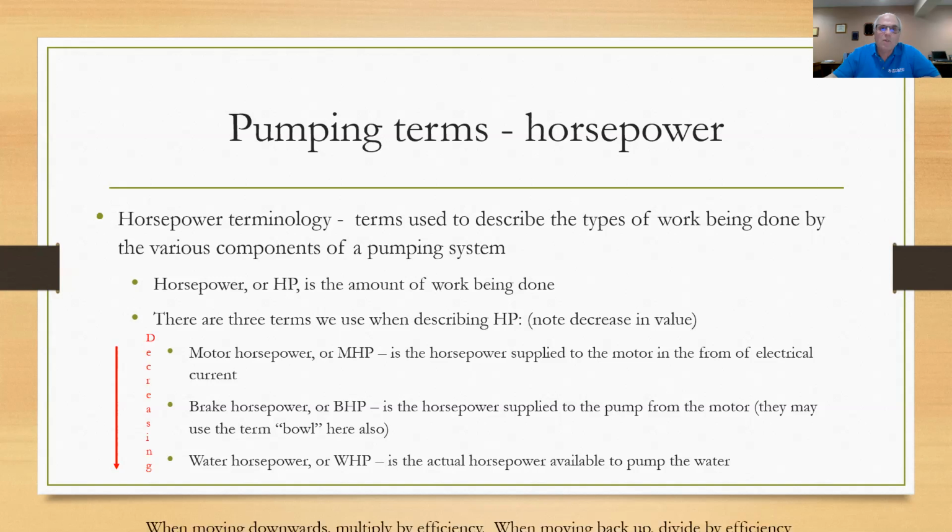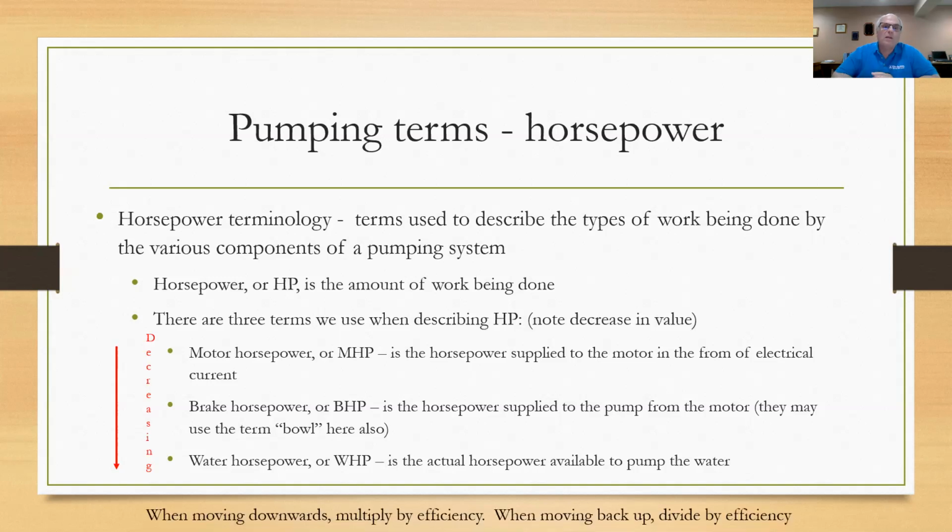Let's take another look at it this way. When you're moving downwards, from motor horsepower to brake horsepower to water horsepower, you always multiply by the efficiency when you do your calculations. We'll get to that. If you're going upwards, though, moving from water horsepower backwards up to brake horsepower, for example, you have to divide by the efficiency.